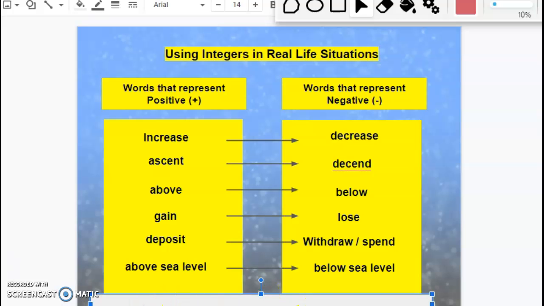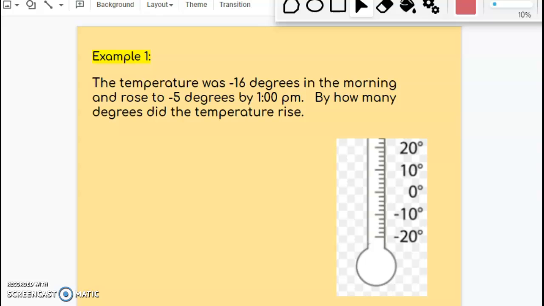Okay, so let's just look at some examples. Example 1, the temperature was negative 16 degrees in the morning and rose to negative 5 degrees by 1 p.m. How many degrees did the temperature rise?